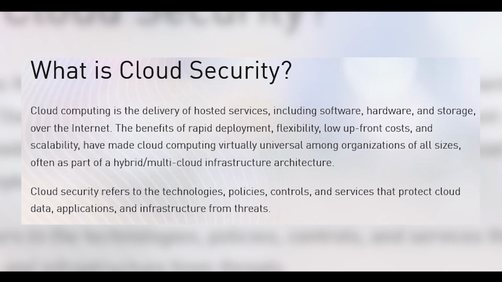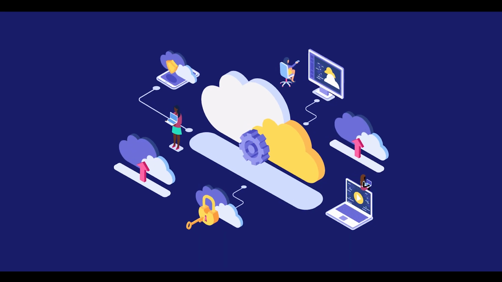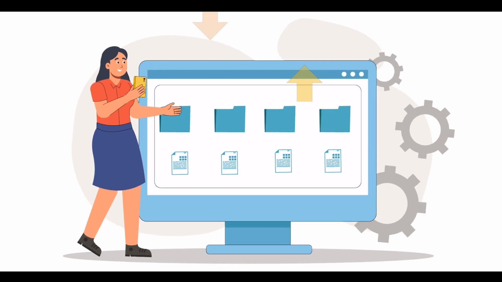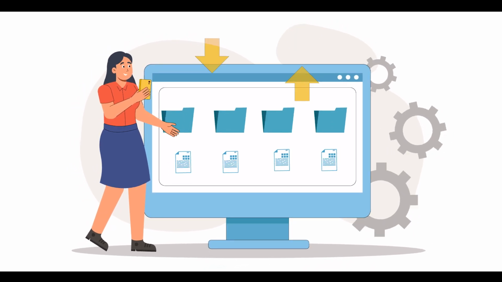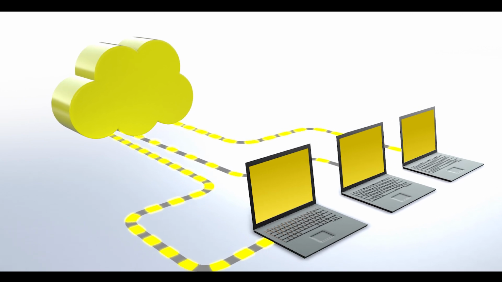So cloud computing is the delivery of hosted services, including software, hardware, and storage over the internet. The benefits of rapid deployment, flexibility, low upfront costs, and scalability have made cloud computing virtually universal among organizations of all sizes, often as part of the hybrid/multi-cloud infrastructure architecture. Cloud security refers to the technologies, policies, controls, and services that protect cloud data, applications, and infrastructure from threats.